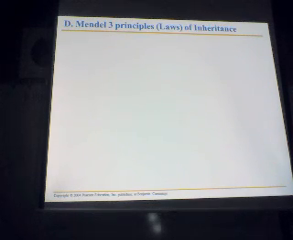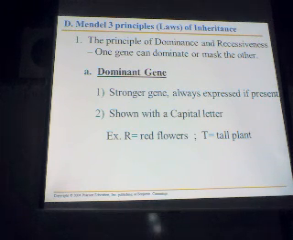Mendel developed three laws or three principles of inheritance. The first is the principle of dominance and recessiveness, and that one gene can dominate or mask the other. The dominant gene is always the stronger gene. It's always expressed if it's present. It's going to take over. We use a capital letter to represent our dominant gene. For example, with red flowers, we use a capital R, or for tall plants, we use a capital T.